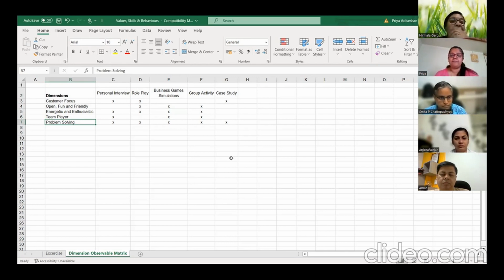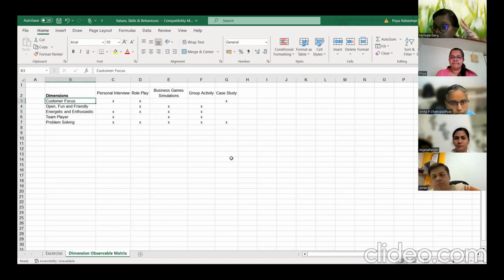Okay. All right. So, customer focus. Let us take the first competency, customer focus. When we are building an assessment center, what is important? A, competencies for the role. So you have the competencies for the role, right?